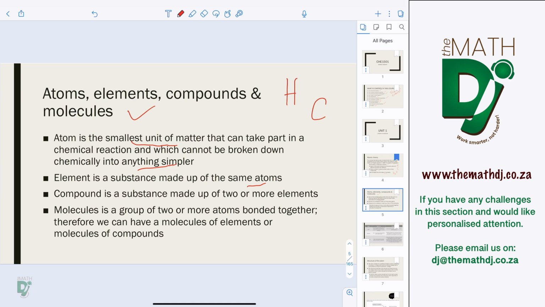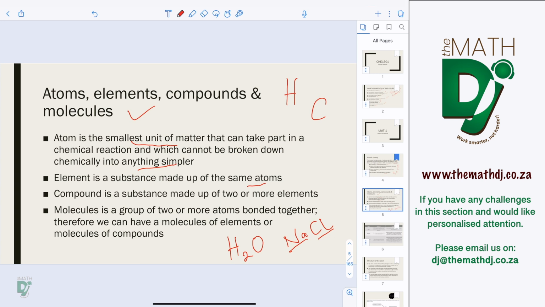Then a compound is a substance made of two or more elements. So when you talk of water, the example we gave earlier, H2O, two hydrogens and one oxygen, there are two different elements, hydrogen and oxygen, forming a compound. And there is sodium chloride, which is NaCl, Na for sodium, Cl for chlorine, so it's sodium chloride. This is your table salt. So it's sodium and chloride. This is a compound because it's two different elements.